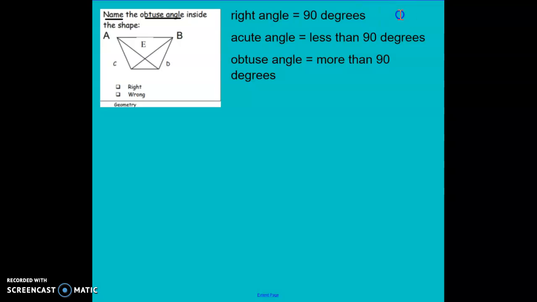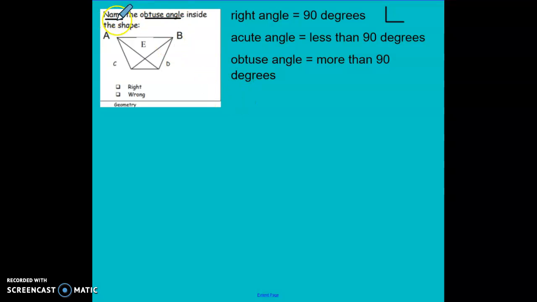Remember, we know that right angles are made from two perpendicular lines or two straight lines, and they form a 90-degree angle. So anything that is less will be smaller than this, and anything that is more, or an obtuse angle, will be larger than this angle. Okay, so let's take a look.